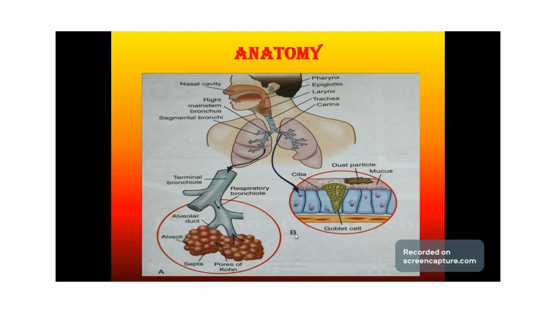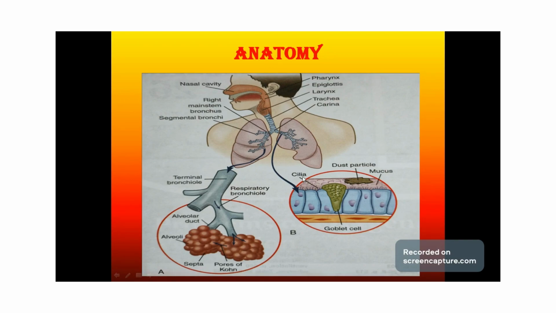Number one is the upper respiratory system. The upper respiratory system consists of the nose, the sinuses, the pharynx, the larynx, and the epiglottis. Whereas the lower respiratory system consists of the trachea, the mainstem bronchi, the bronchioles, alveolar ducts, and alveoli within the lungs, right? So let us start with the upper respiratory airway.